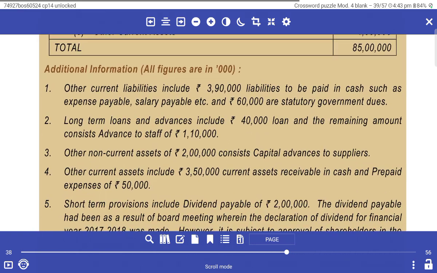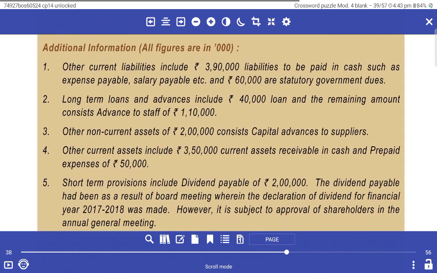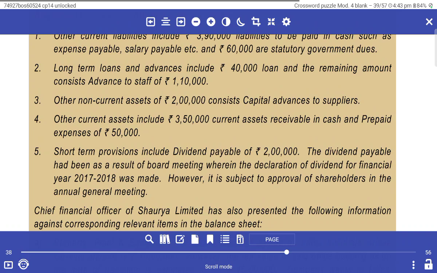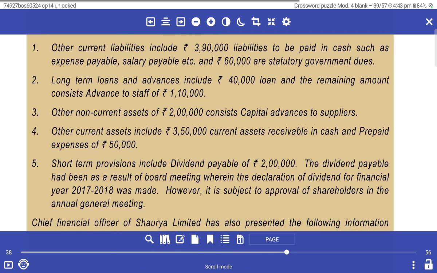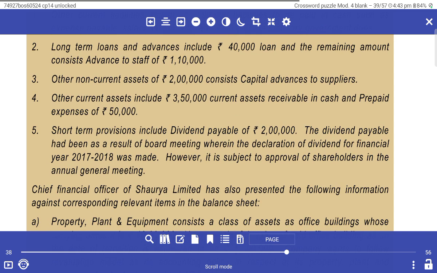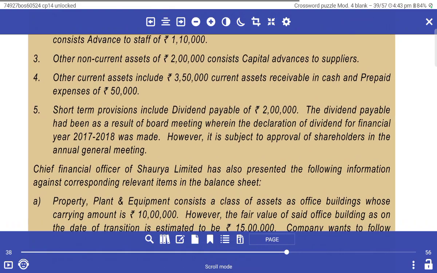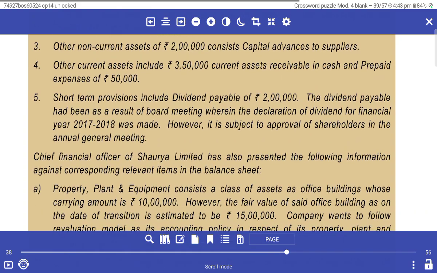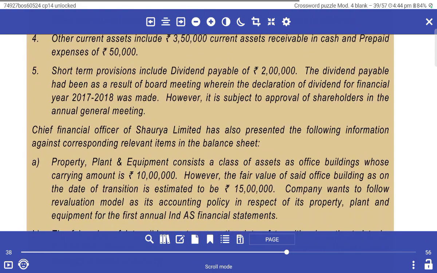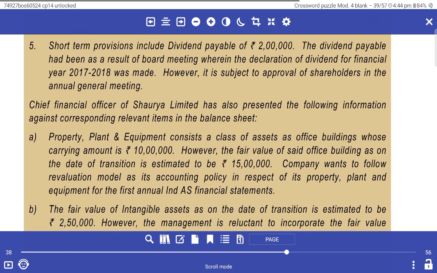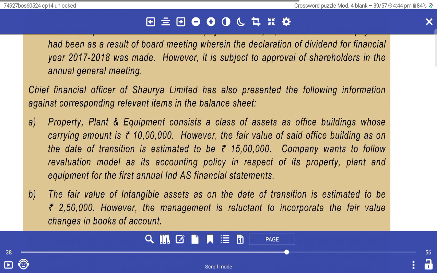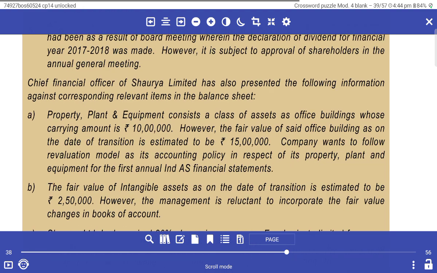Other current assets 34 lakhs, total 85 lakhs. Additional information: other current liabilities include 3 lakh 90,000, liability to be paid in cash for expenses payable, salary payable 60,000, and government dues, and long term loans and advances of 40,000. Other current assets of 3 lakh include receivables, cash and prepaid expenses 1,000. Short term provisions include dividend payable 2 lakhs, which is payable on the result of the board meeting or the declaration of dividend, in the financial accounts, subject to the approval of shareholders in the annual general meeting.